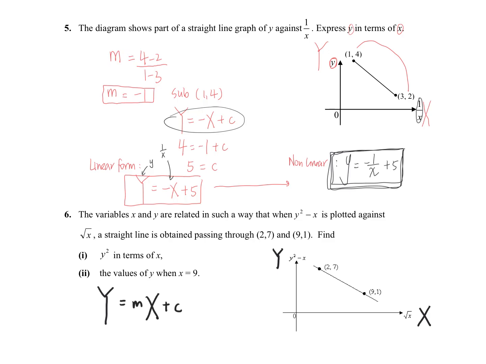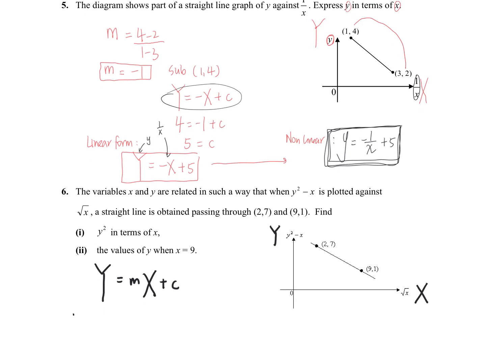Ignore what you see there. Don't worry about what the x and y axes represent. First, find the gradient. The gradient is y2 minus y1 over x2 minus x1, so it's negative 6 over 7.